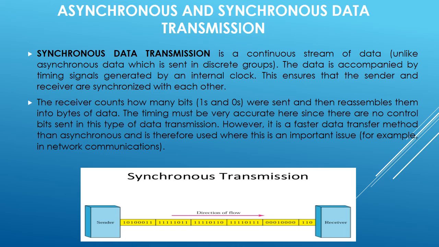The receiver counts how many bits that are ones and zeros were sent and then reassembles them into bytes of data. The timing must be very accurate here since there are no control bits sent in this type of data transmission. However, it is a faster data transmission method than asynchronous and is therefore used where this is an important issue, for example, in network communication.